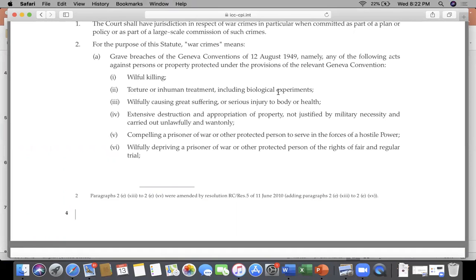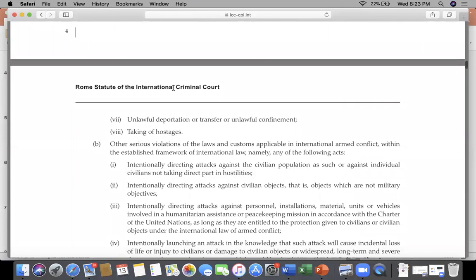biological experiments. And likewise, I have already discussed these things when I was discussing with you grave breaches of Geneva Convention, and therefore I am not again devoting much time on defining the grave breaches of Geneva Convention. You see these examples in all the 4 Geneva Conventions, grave breaches are mentioned. So this is grave breaches.